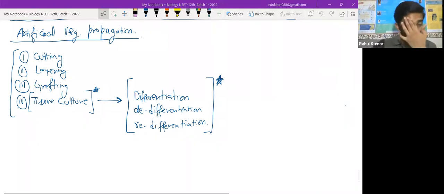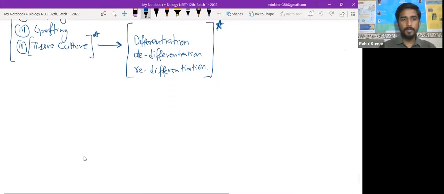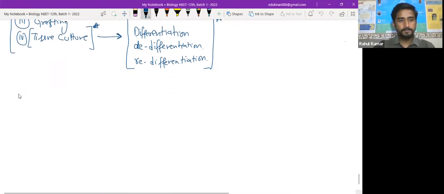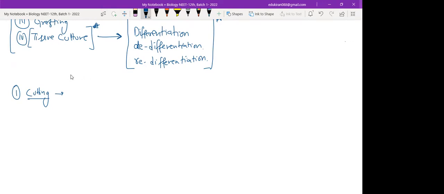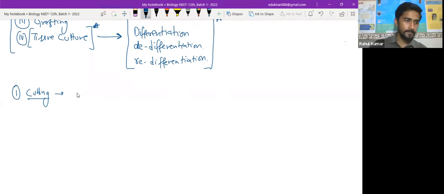Let's first go to the different types: cutting, layering, grafting, and tissue culture. Let's start with the first one for this class, which is cutting. So let's start the discussion. What do you understand by cutting? What is cutting in vegetative propagation? See, cutting means we are cutting something, right? What are we cutting? The stem, right? Yes. It can be stem or it can also be leaves.